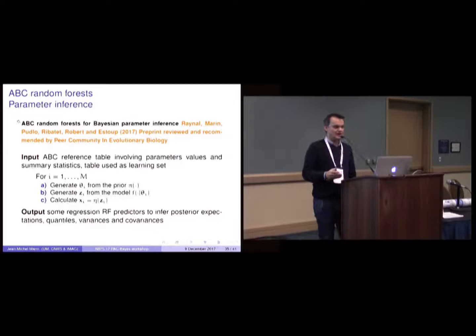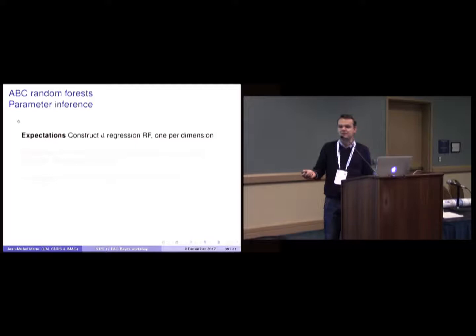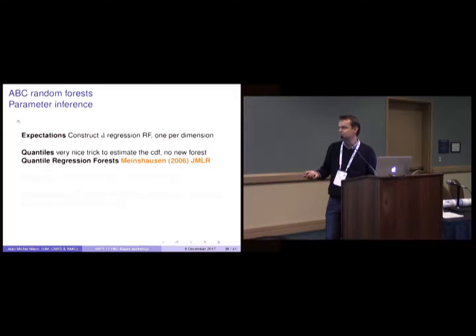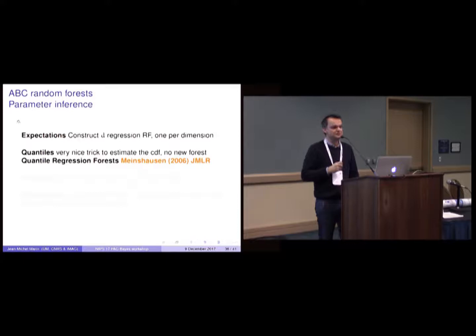I don't try to estimate the whole posterior. I will design a random forest to estimate a specific quantity. If I am interested in the posterior expectation, and my parameter is in dimension D, I construct D regression random forests, one per dimension. If I would like to estimate some quantile in order to have some confidence interval or credible set, we say in Bayesian inference on the parameter, we use a quantile regression forest, the clever method of Meinshausen, and you don't need to simulate a new forest compared to the one that has been done to estimate the expectation, because using this one, Meinshausen gives a very nice trick to estimate a cumulative distribution function, and you just have to invert this cumulative distribution function and you get all the quantiles you need.